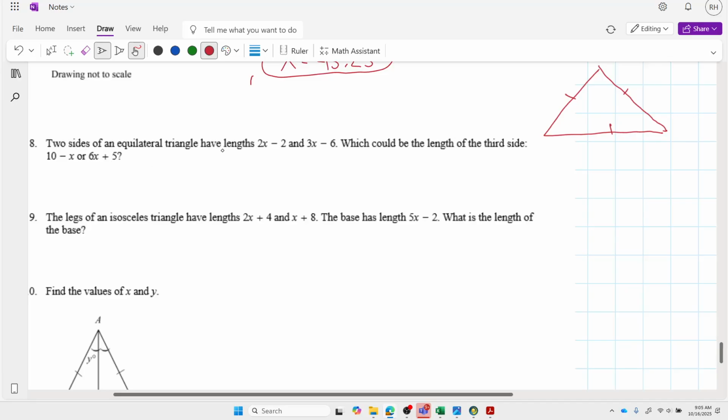Two sides of the triangle have lengths 2x minus 2 and 3x minus 6. Which could be the length of the third side? So we're talking about this third side. Is this third side going to be equal to 10 minus x? Or is it equal to 6x plus 5?